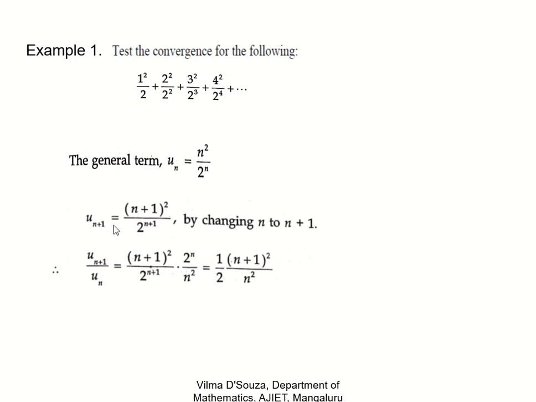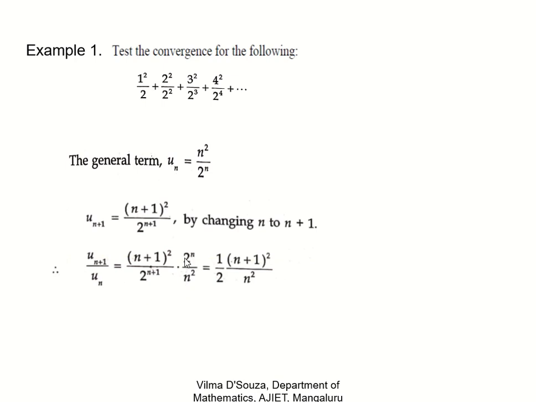So you have un. What will be your un plus 1? N plus 1 whole square divided by 2 to the power n plus 1. That is obtained by changing n to n plus 1. Okay. Now find un plus 1 by un. N plus 1 whole square divided by 2 to the power n plus 1, divided by un, that is divided by n square into 2 to the power n, or into 2 to the power n by n square.